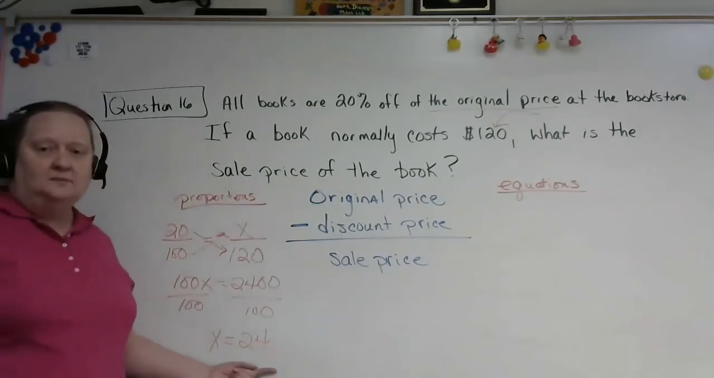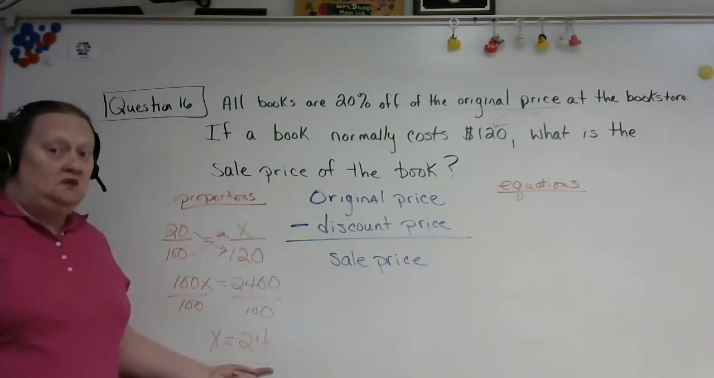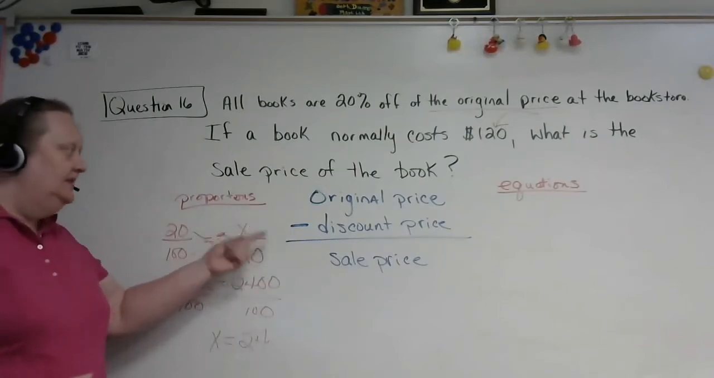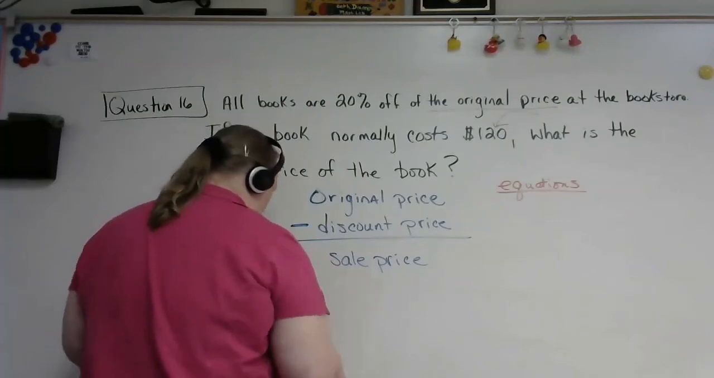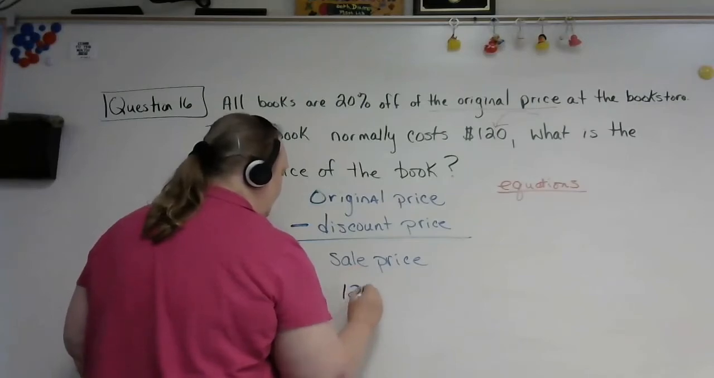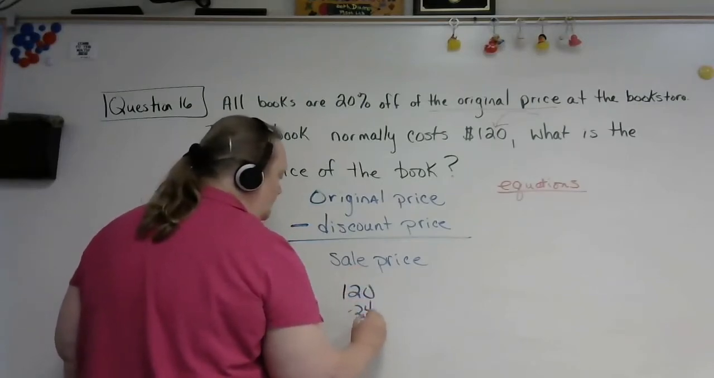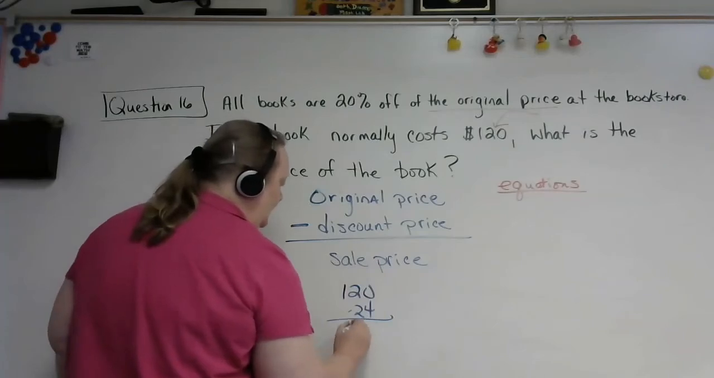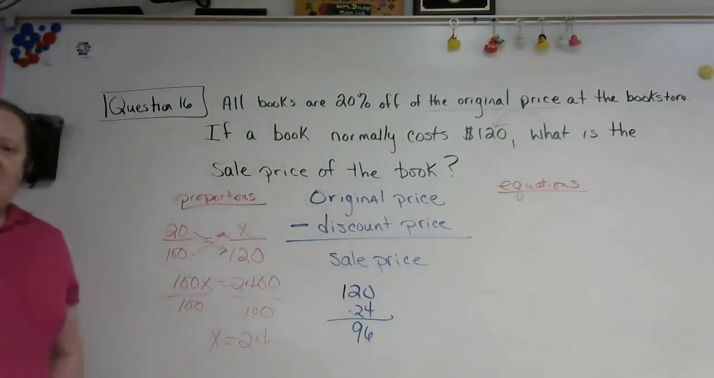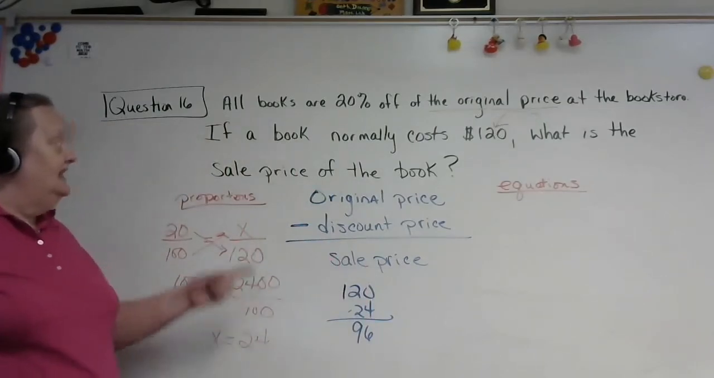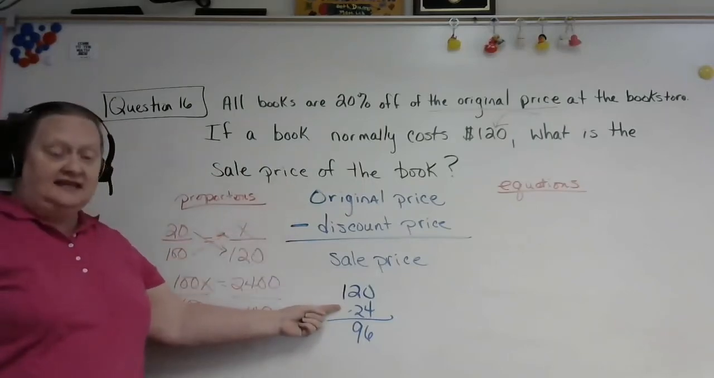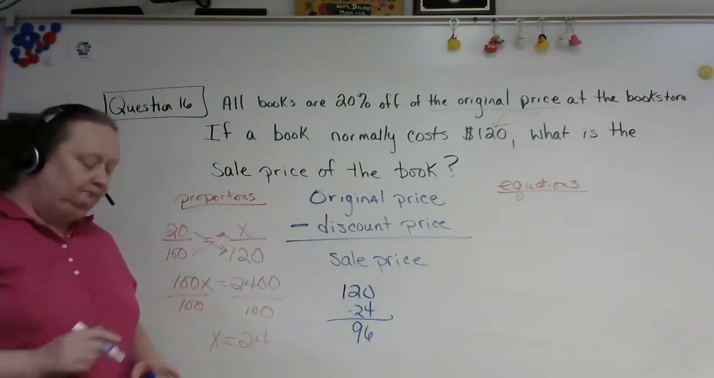Well, does that mean I'm going to pay $24? No, that's how much my discount is. That's the discount. So my original price would be $120. I'm getting $24 off, so that would leave me $96 as the sale price. And it is asking for the sale price of the book. It's not asking for the discount, it's asking for the sale price.